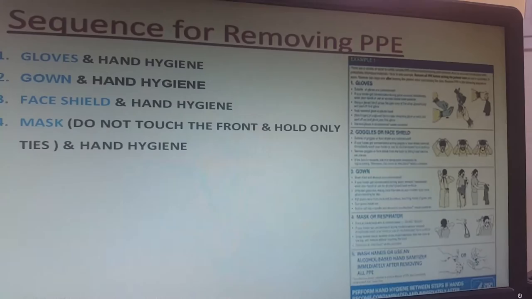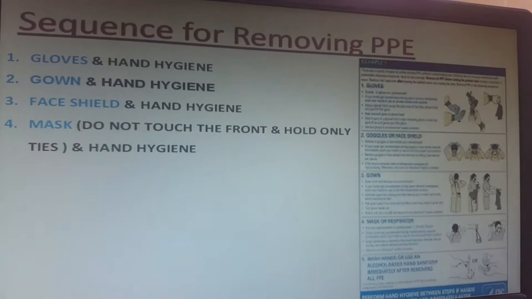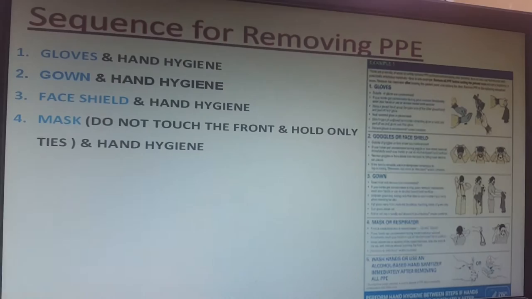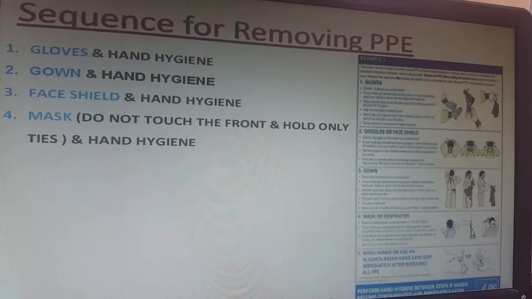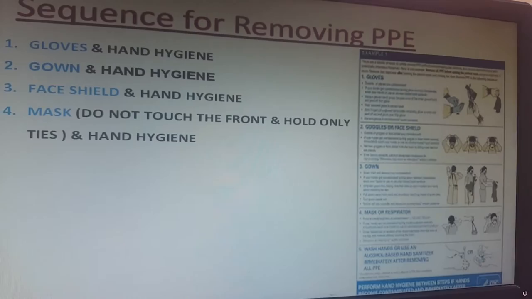The face shield. The next step is removing of the face shield. When I will remove the mask, it will be out of the room of the patient. I have to remove the mask. Don't touch outside surfaces. You have to remove it from the thigh up and you will throw on the yellow plastic.